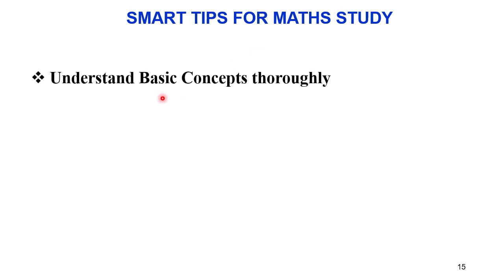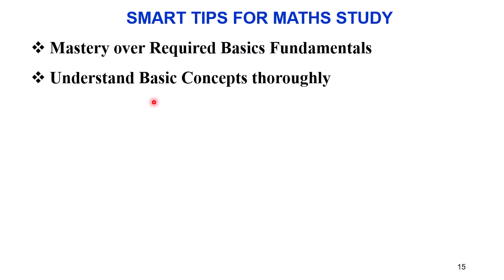So there is always a problem of how to deal with maths. Obviously we need to do a lot of hard work, and not only hard work but also smart work, and therefore I am giving a few smart tips for studying engineering mathematics 1. Understand the basic concepts thoroughly, that is an important thing. Then gain mastery over the required basic fundamentals. Whatever fundamentals we require, you have to have mastery over them.